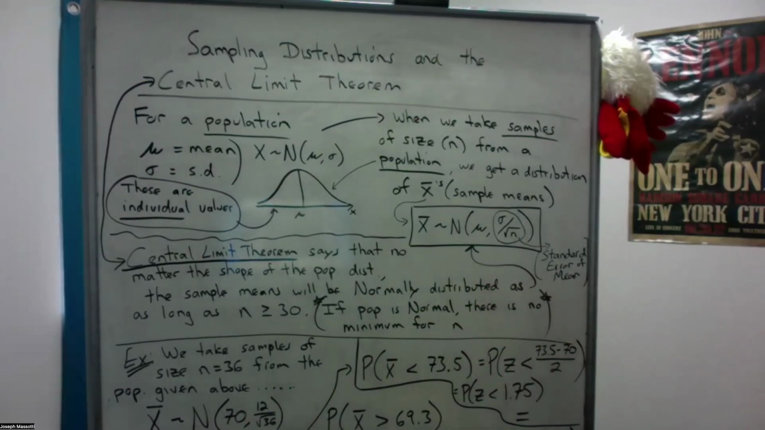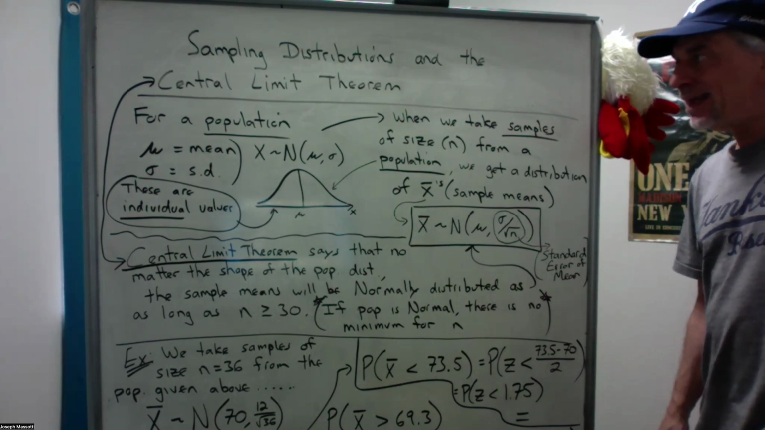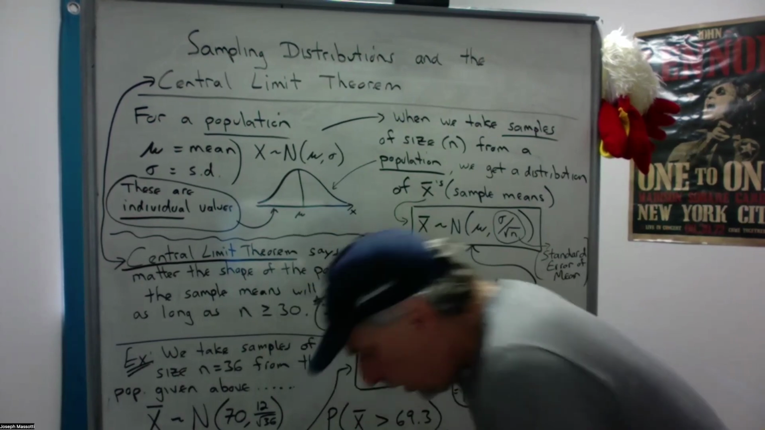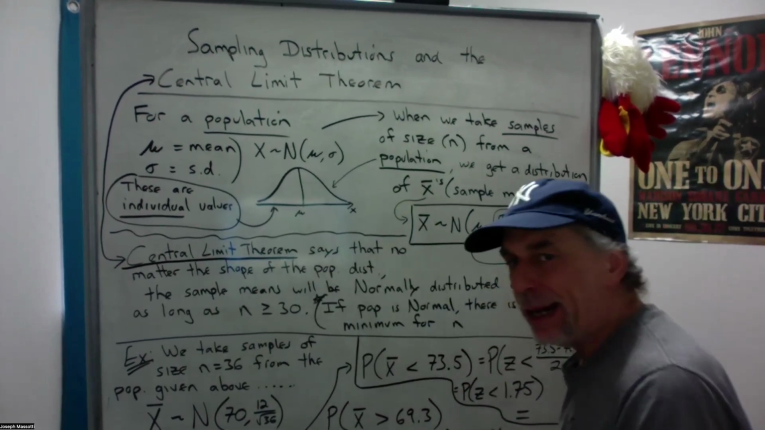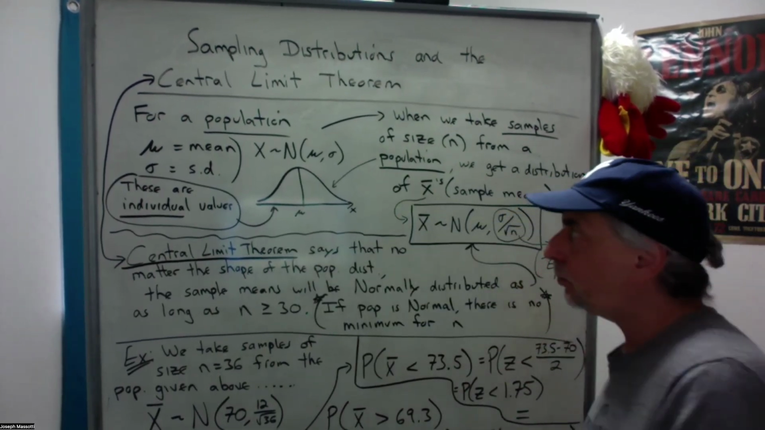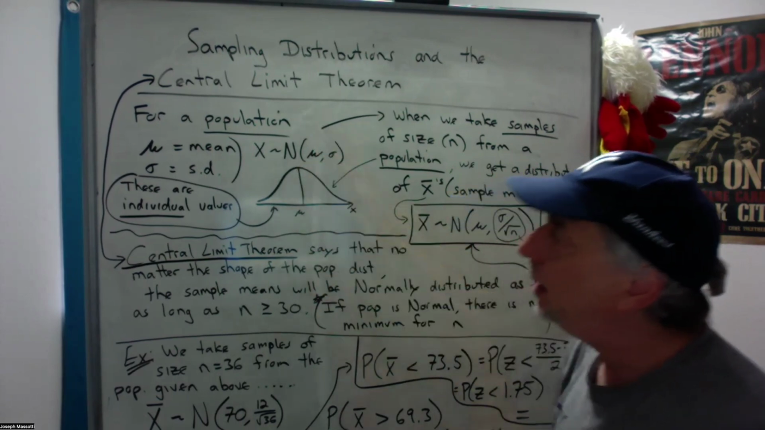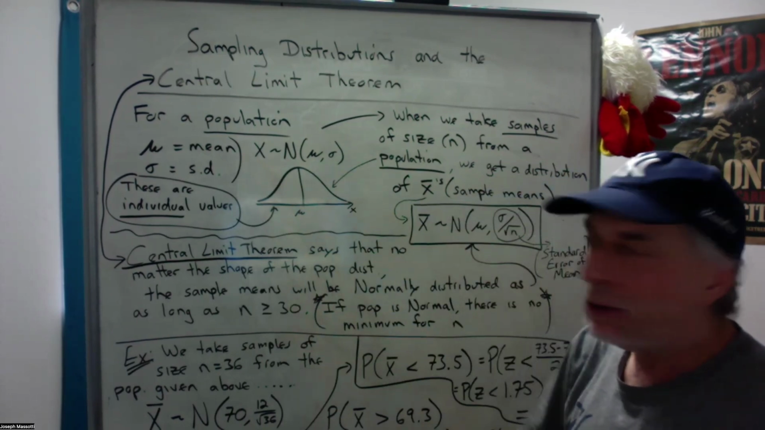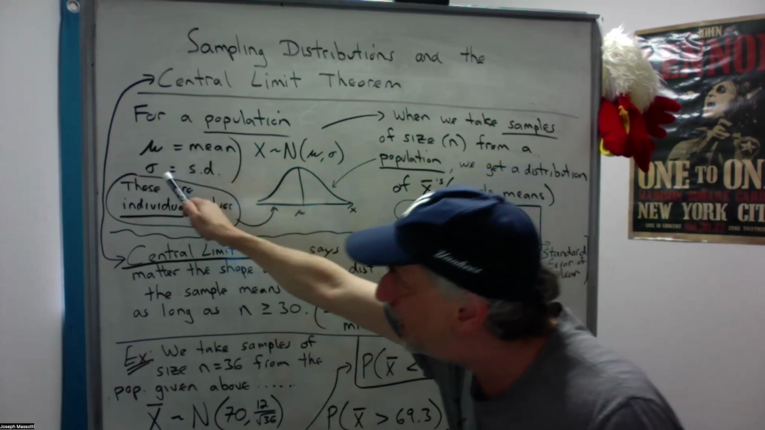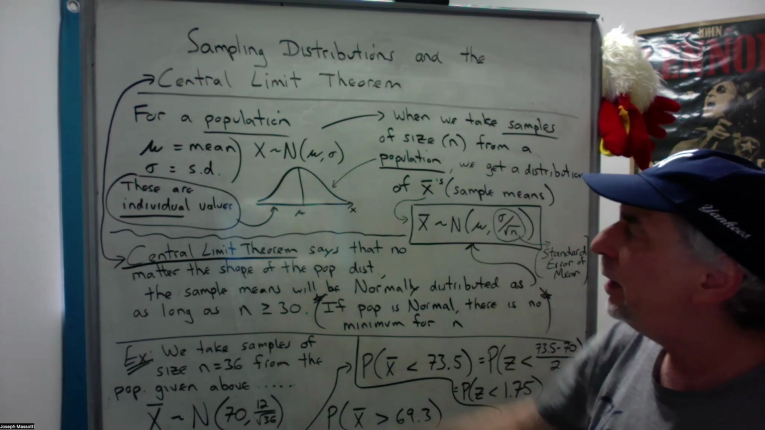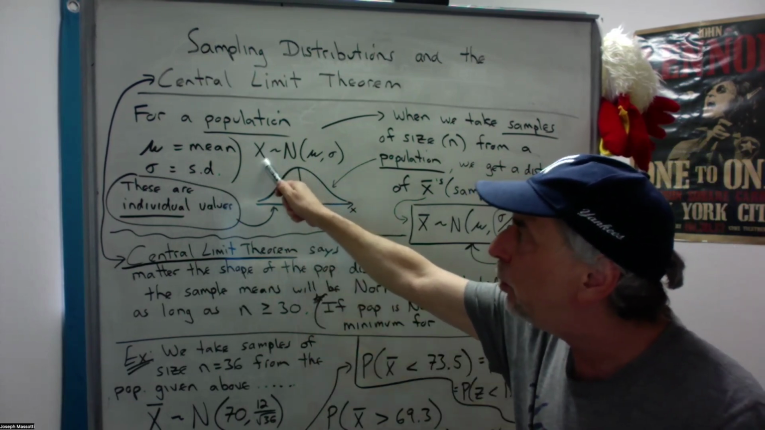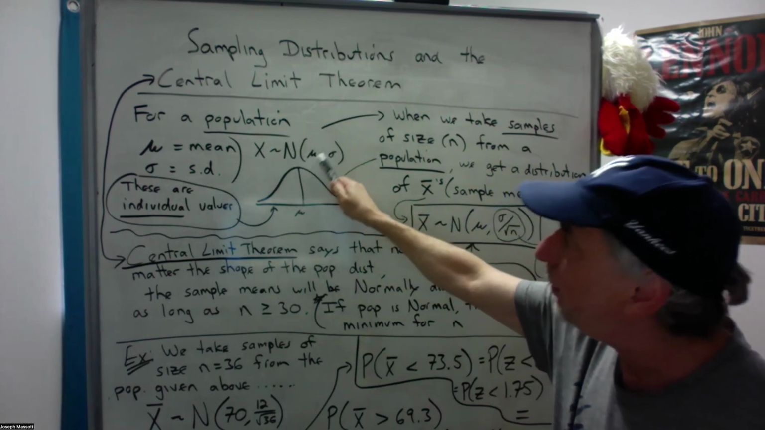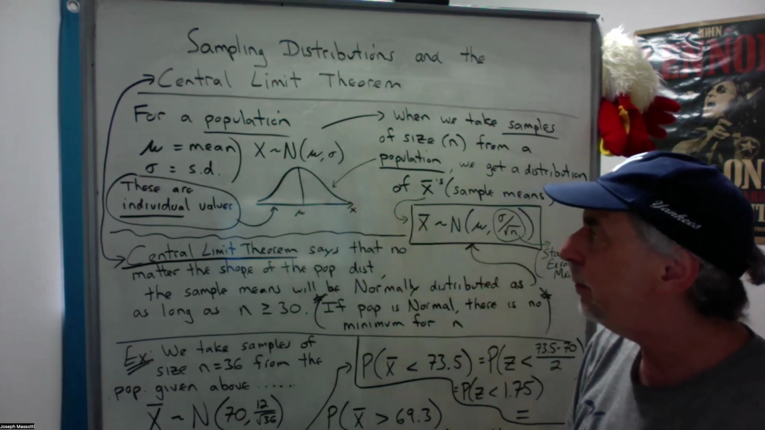All right, so video on sampling distributions and the central limit theorem. And we have already discussed the normal distribution, the standard normal distribution for populations. All right, so we said when we have a population, we use the Greek letter mu for the mean, sigma for the standard deviation, and we said that the random variable x is distributed as a normal distribution with some mean and some standard deviation.